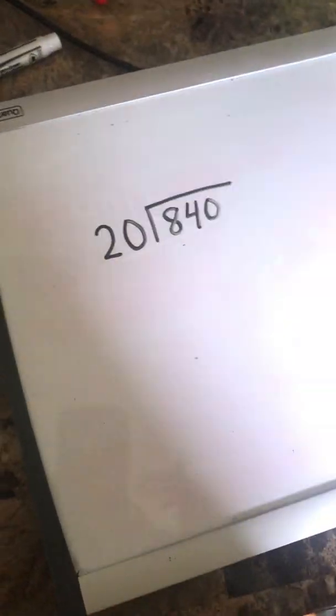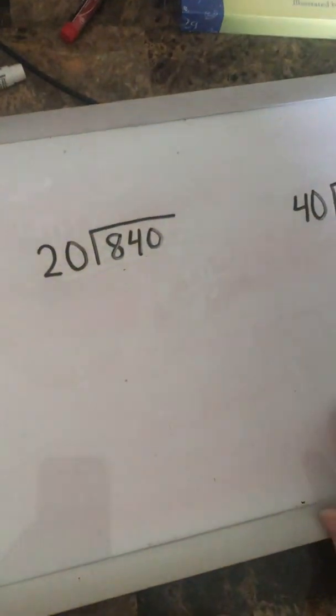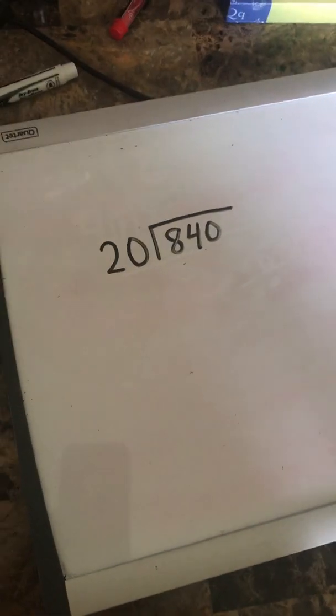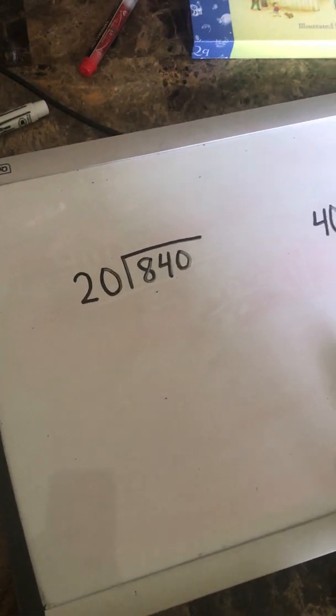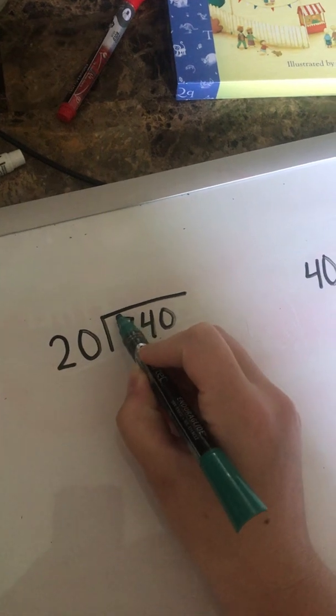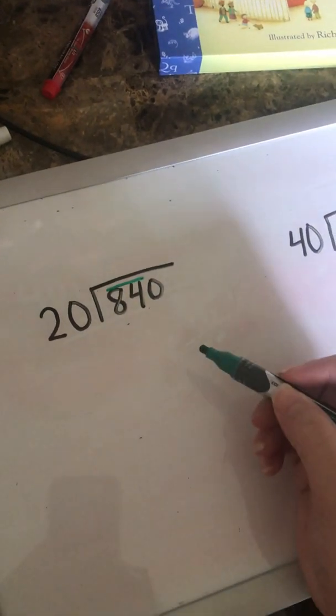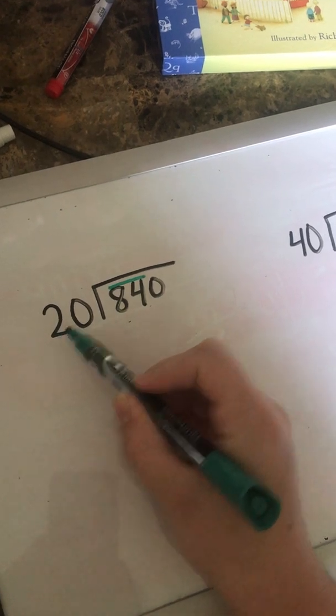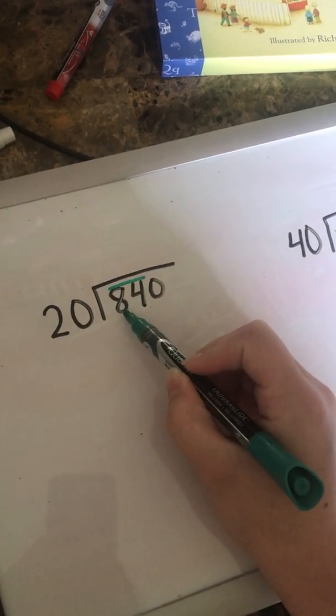This is for math page 319, and it's longer two-digit divisors. So remember, when we have a two-digit divisor, we're going to underline the first two numbers on top. Then we're going to look at our first number. We're going to decide how many times 2 can go into the first number over here, 8.